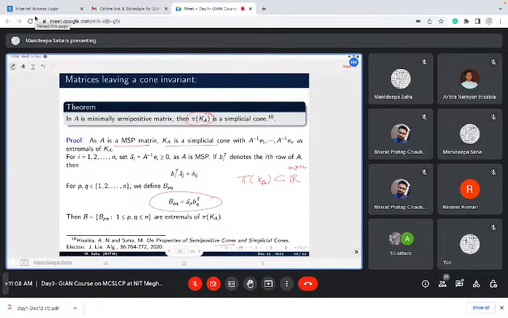Here, A tilde i represents the columns of A inverse. And suppose that b_i transpose represents the rows of A, then in that case, b_pq defined by A tilde p and b_q transpose will be the extremals.